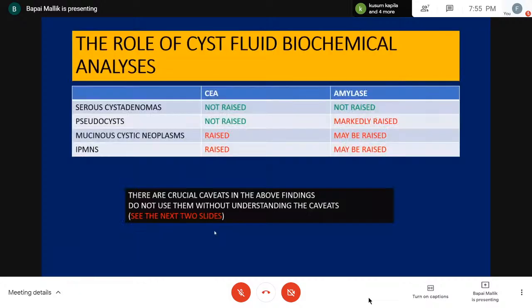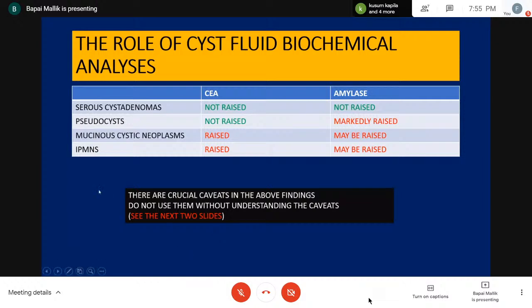What is the role of cyst fluid biochemical analysis? All this even before we go into the cytomorphology. Very, very vital. So there are two major enzymes which we should analyze: CEA and amylase. I know that some do lipase, but it is not really that necessary. Let us see why it is important.